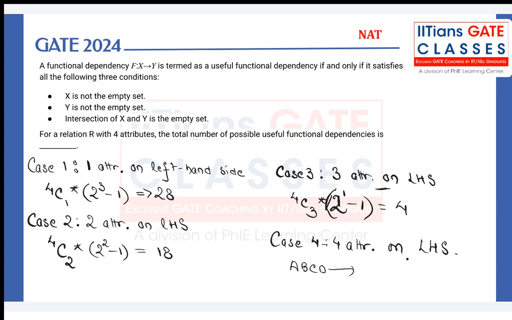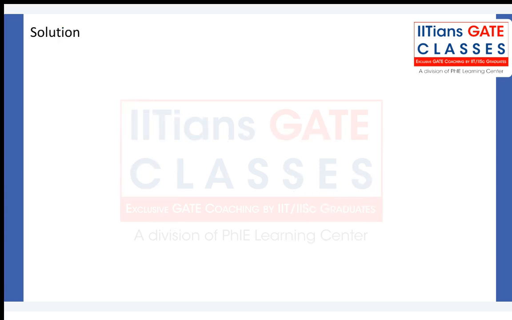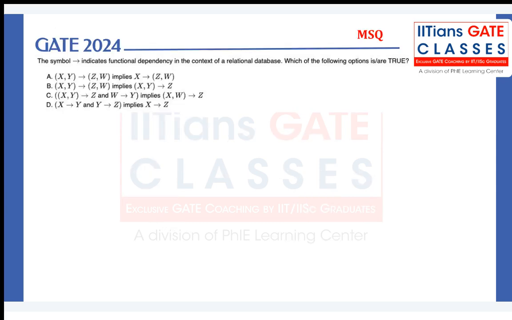There are 0 possibilities. Now, case 1, there is 28. Case 2, there is 18. Case 3, there is 4. Which rule should I apply to find the answer? Product or sum? Sum rule. What is the answer? 50, right? 50 is the answer. Okay, good. Let's move to the next question.